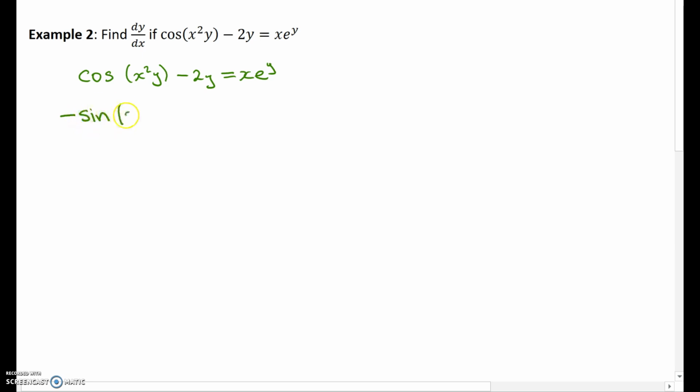Okay, so it's important to be patient here and to just follow the rules exactly as you've learned them. So when you differentiate a cosine, it becomes negative sine of whatever follows, which was negative sine of x squared y. But then you also have to multiply by the derivative of what's in here. So we're going to look now at the derivative of x squared y. Okay, so u is equal to x squared and v is equal to y.